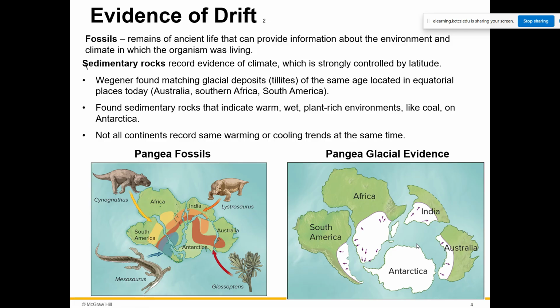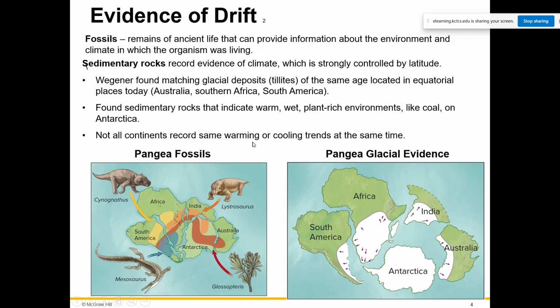So a lot of these things started making sense once they realized that the continents are no longer in the same place that they are now, and they used to be placed on the globe where it would be colder or where it would be warmer, and that would match all this evidence that they were looking at.